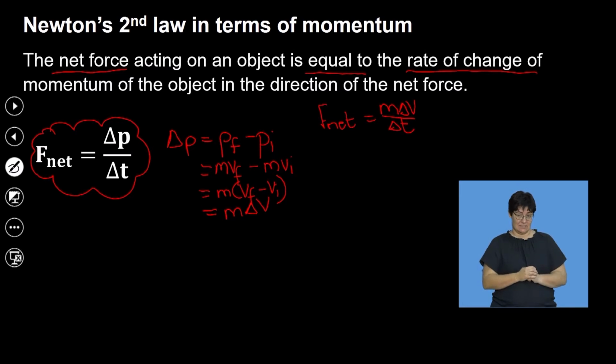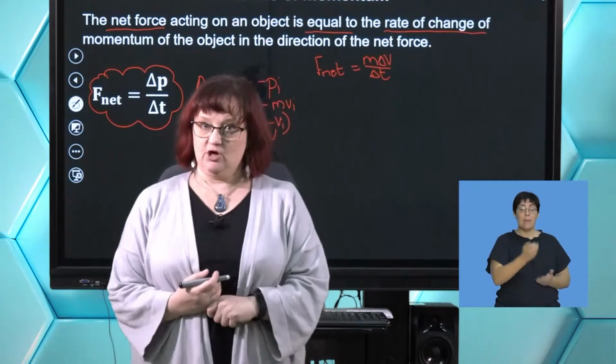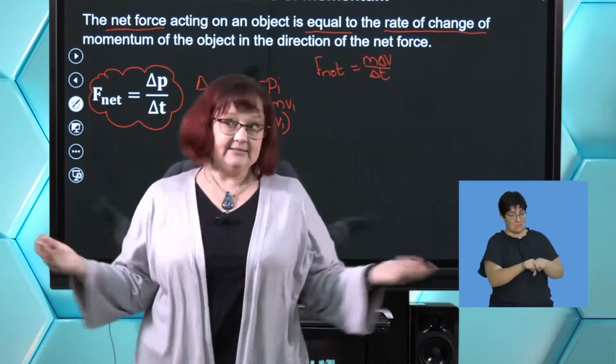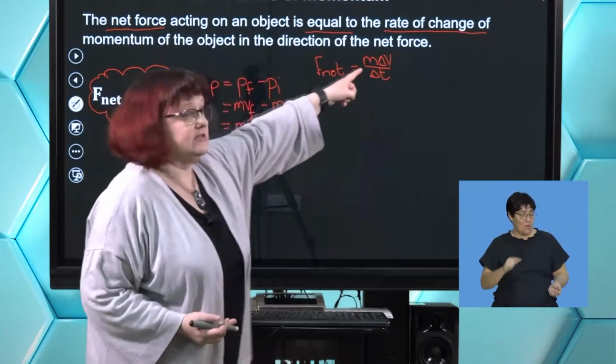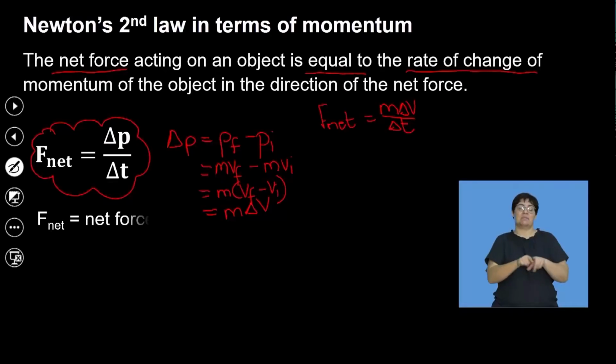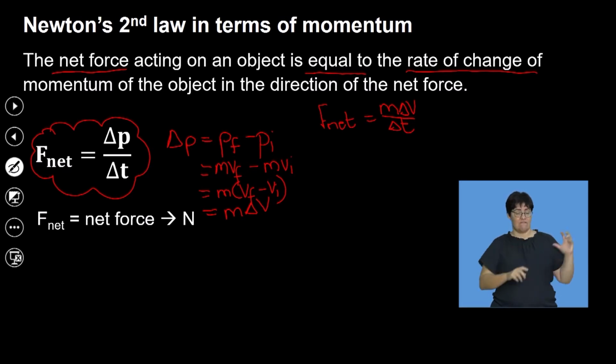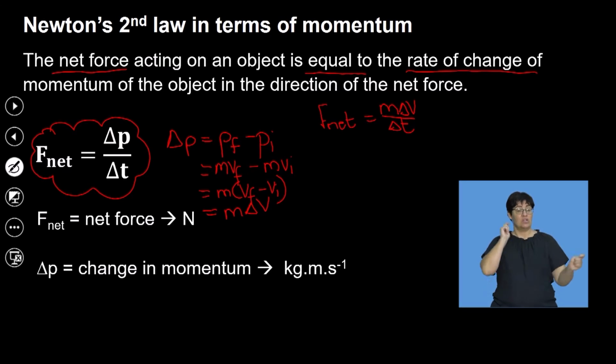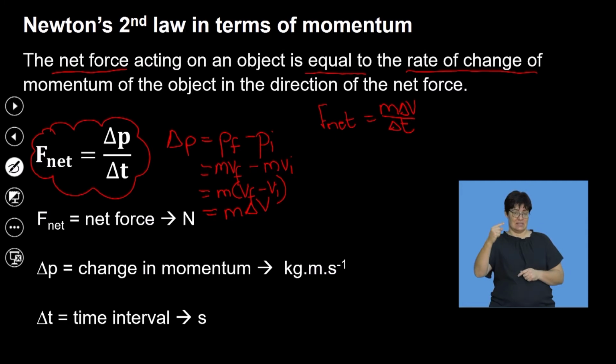Now, of course, with it being written that way around, what are we assuming? We are assuming mass remains constant. Okay? That's the assumption we're making. If we look at this, we're saying mass is a constant. So, F net is the net force. The direction of the change in momentum, because it's still a vector, is the same as the net force. Change in momentum is still in kilogram meters per second, and of course time is the time interval in seconds. Okay?